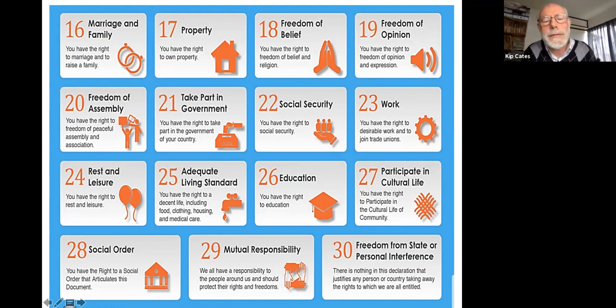So these different rights, the 30 articles of the Universal Declaration, are things that everybody should know about. They should be in elementary, junior, senior high school, but for many students, it's the first time in an English class at college to deal with these.